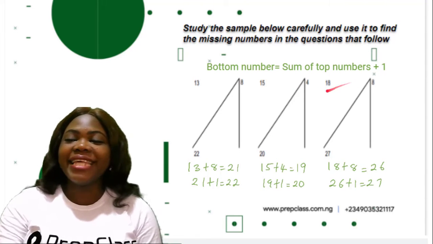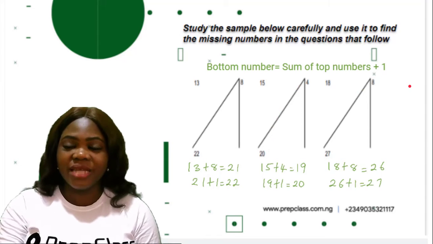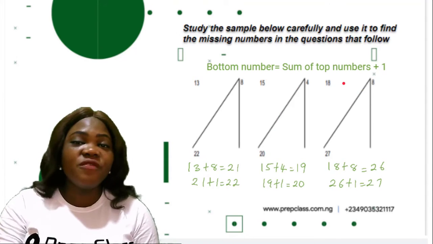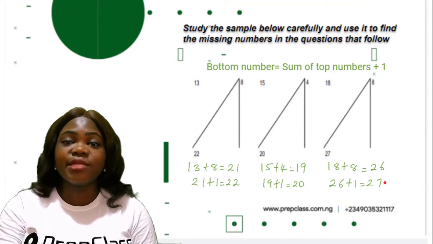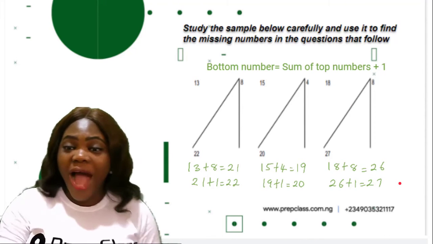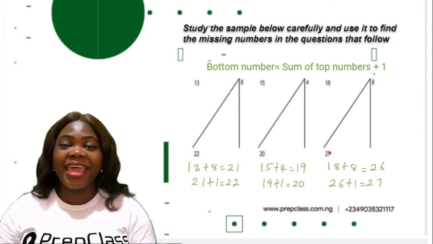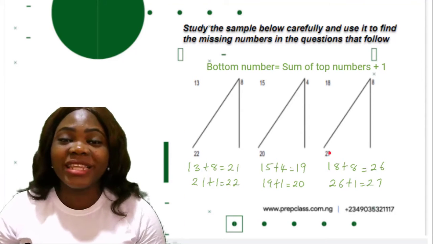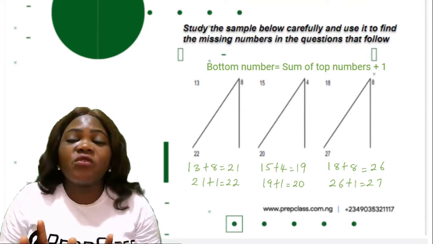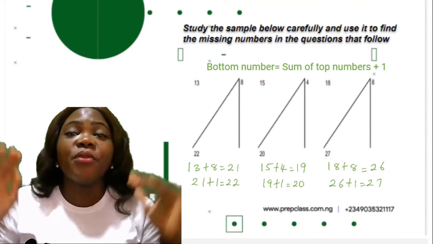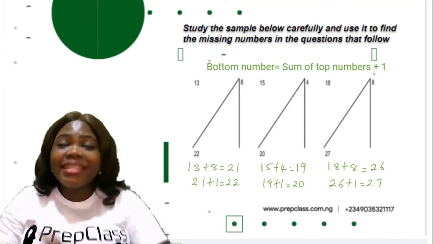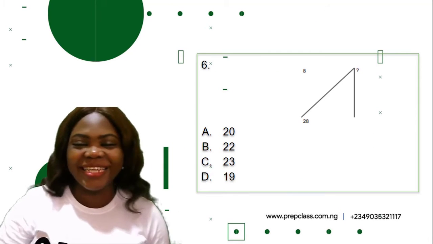So 18 and 8 are the top numbers of this sample. And then how do we find the bottom number? 18 plus 8 is 26. Then 26 plus 1 is 27. Wow, and you see that's the bottom number here. Wow, we have gotten it correctly. So this means that for this set of questions, all we have to do to get the bottom number is to simply add the top numbers and then add 1 to it again. That's all. Okay, so let's go ahead and start now.